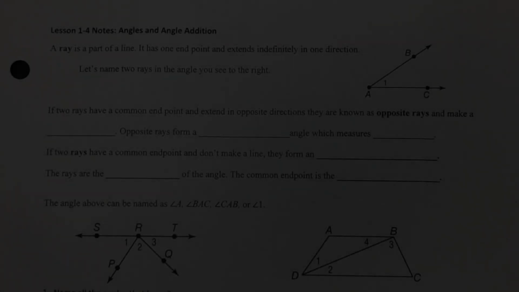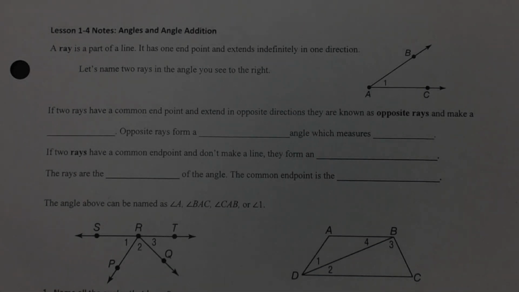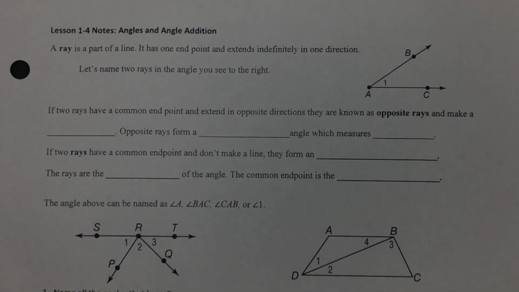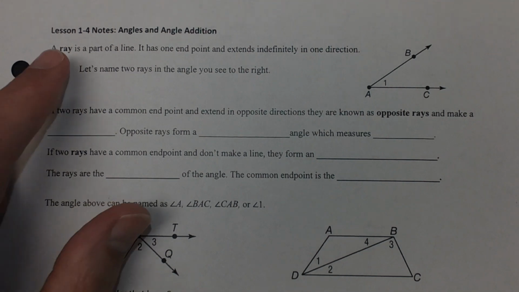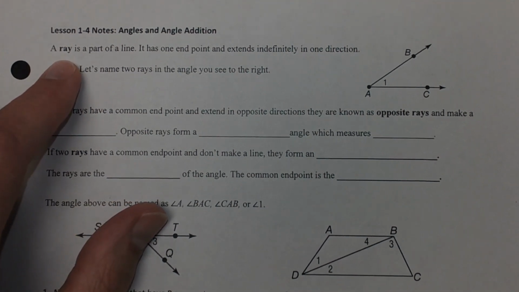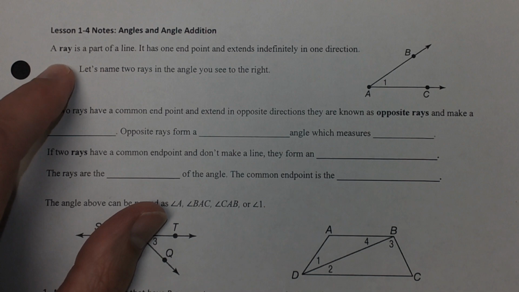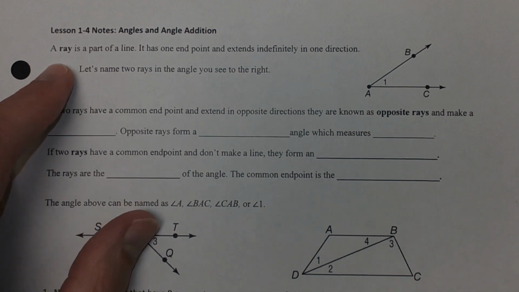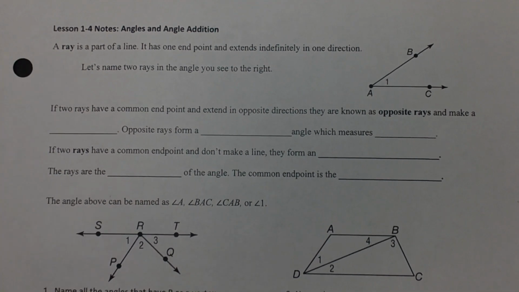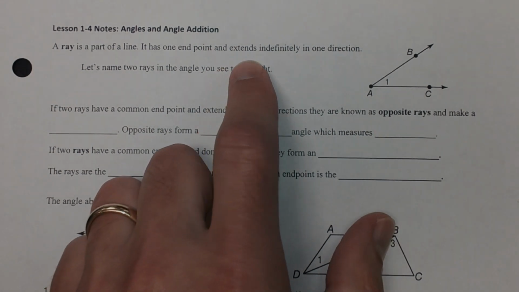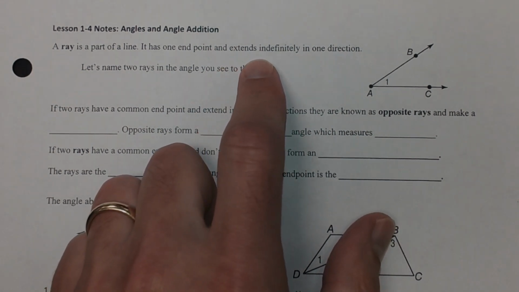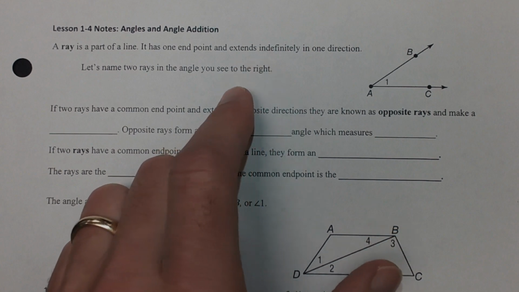Today I'm going to cover lesson 1-4 notes, and this lesson covers angles and angle addition. So let's get started. A ray is a part of a line. Ray we've covered before in our undefined terms. And recall that it has one endpoint and extends indefinitely in the other direction.